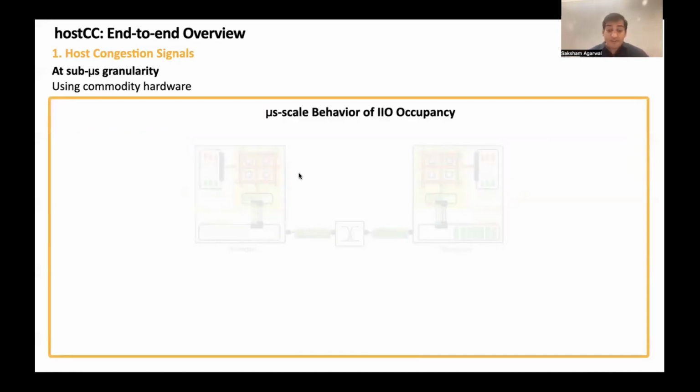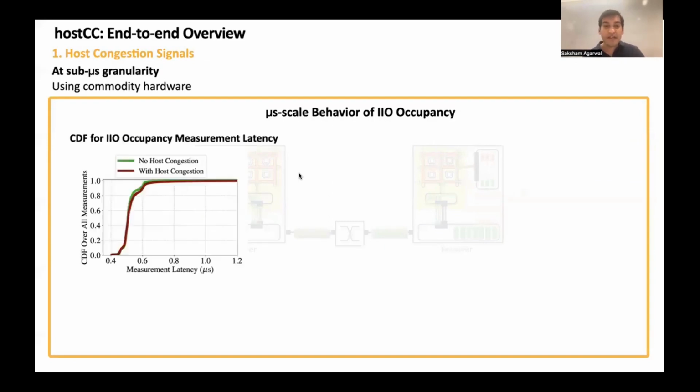IO occupancy is measurable on commodity servers at sub-microsecond timescales. This is evident from the plot, which shows the CDF of the latency of measuring the IO occupancy value by reading the corresponding hardware registers. On our commodity servers, almost all measurements took less than around 600 nanoseconds.